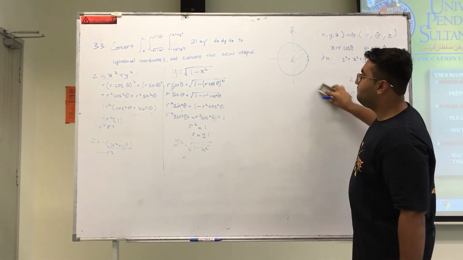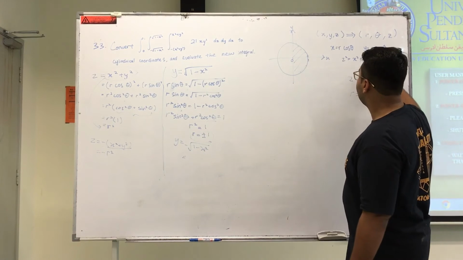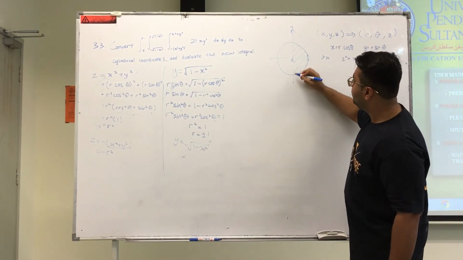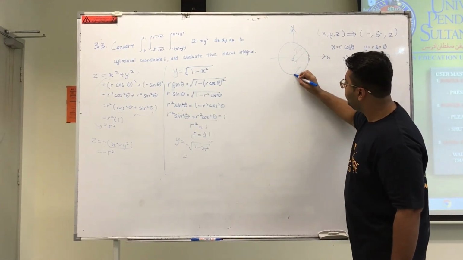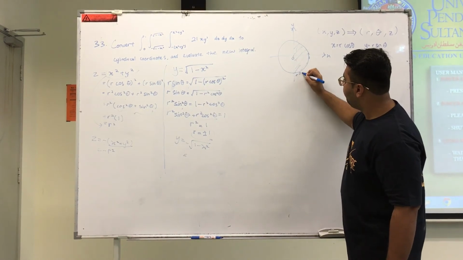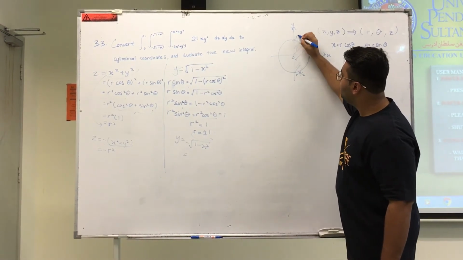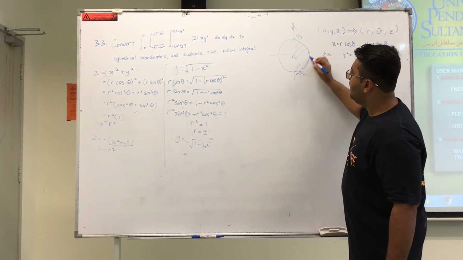And to explain, for the theta, here will be negative pi over 2. Here will be pi over 2, 180.